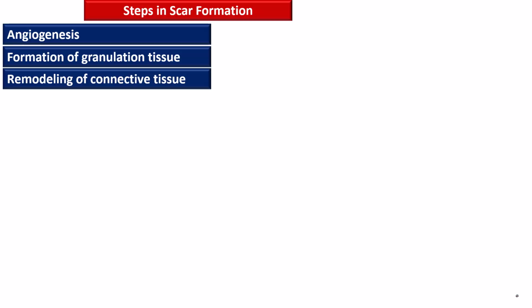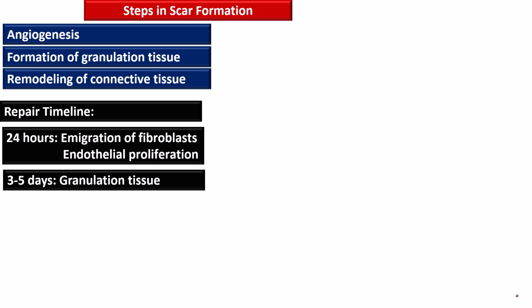So to summarize, the three steps are angiogenesis, formation of granulation tissue, and remodeling of the connective tissue. We have seen all of these videos of remodeling of connective tissue and constituents of the connective tissue in previous videos. Then to remember the timeline, fibroblast and endothelial cell proliferation occurs within 24 hours while the granulation tissue is formed within 3 to 5 days.